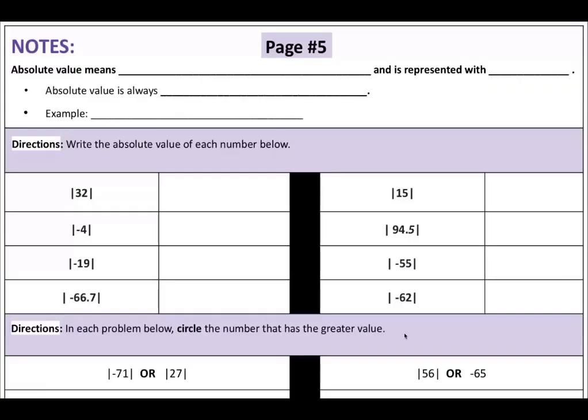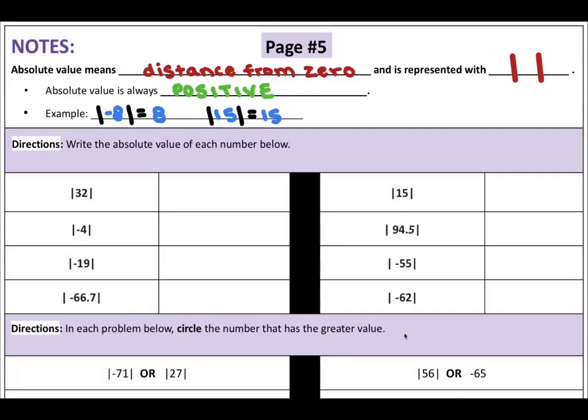Let's take a look at the top of page 5. Absolute value means distance from 0 and is represented by these 2 vertical lines around a number. Make sure you're writing with me. Absolute value is always positive. An example is the absolute value of -8 is 8, and the absolute value of 15 is 15. Both of our answers are positive. Remember, you can pause the video if you need more time.